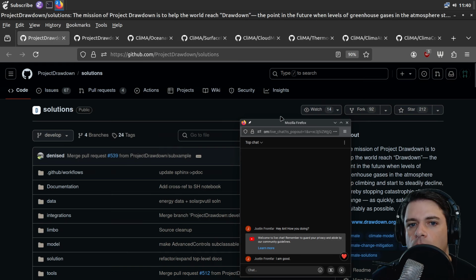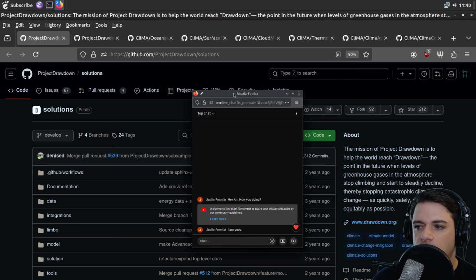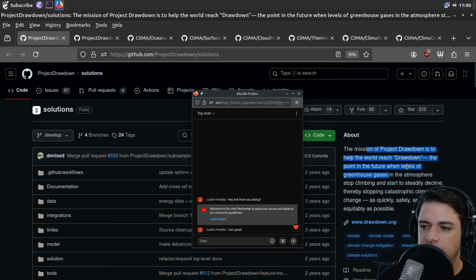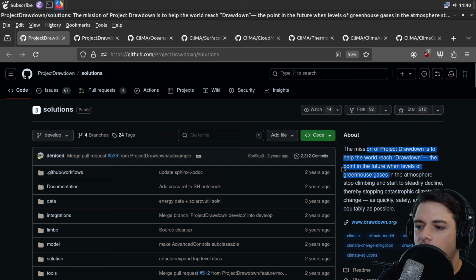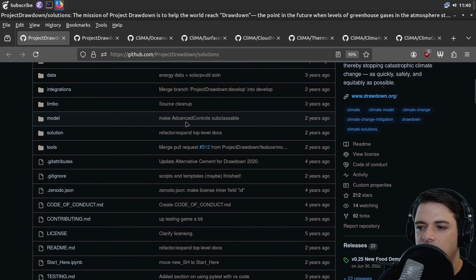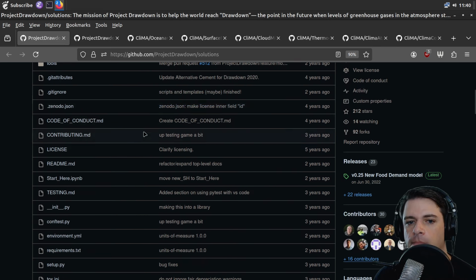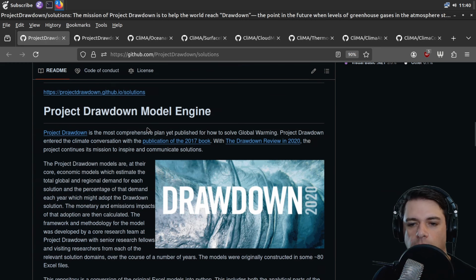Okay. Here's the Project Drawdown solutions. The mission of Project Drawdown is to help the world reach drawdown, the point in the future where levels of greenhouse gases in the atmosphere stop climbing and start to steadily decline, thereby stopping catastrophic climate change as quickly and safely as possible. Okay, but what are we doing?